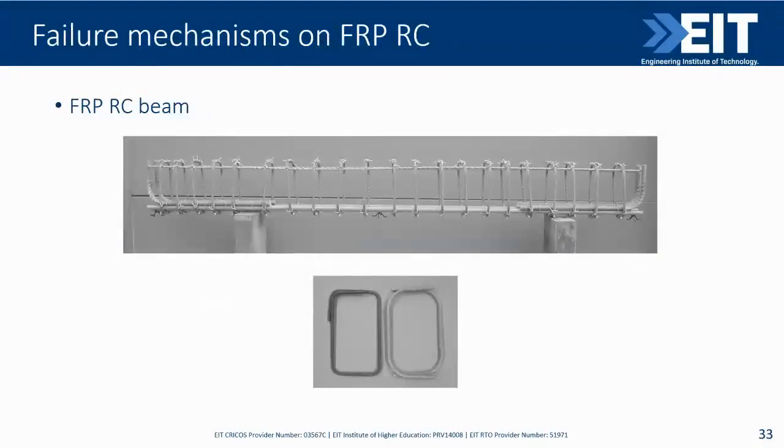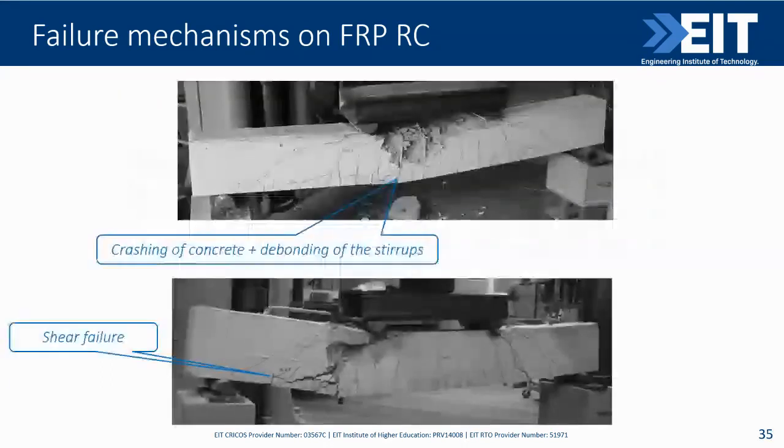Let's have a look at this. They got an example of some typical FRP reinforcement cage, which needs to be pre-manufactured off-site. The failure of FRP reinforced concrete here, that's the example. That's what I just mentioned.